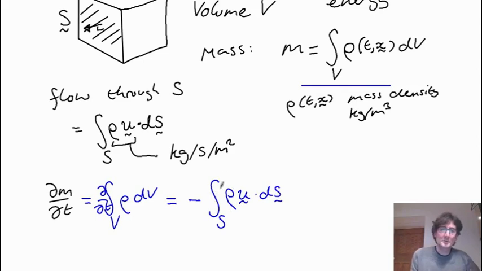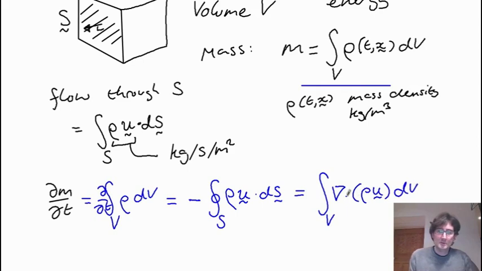Now if we integrate over the entire surface, so it's a closed surface, we can just write this. So this means integrating over the whole surface of the volume. Okay, so then this part, we can use Gauss's theorem, which you may have come across in electromagnetism, for example, to rewrite this surface integral as a volume integral. So you can write this as the integral over the same volume of the divergence of this flux rho u.